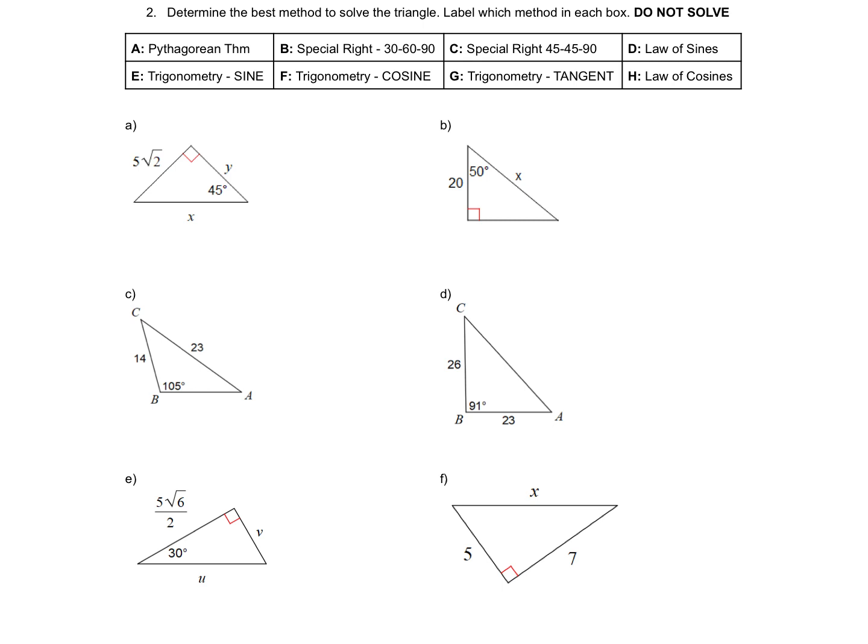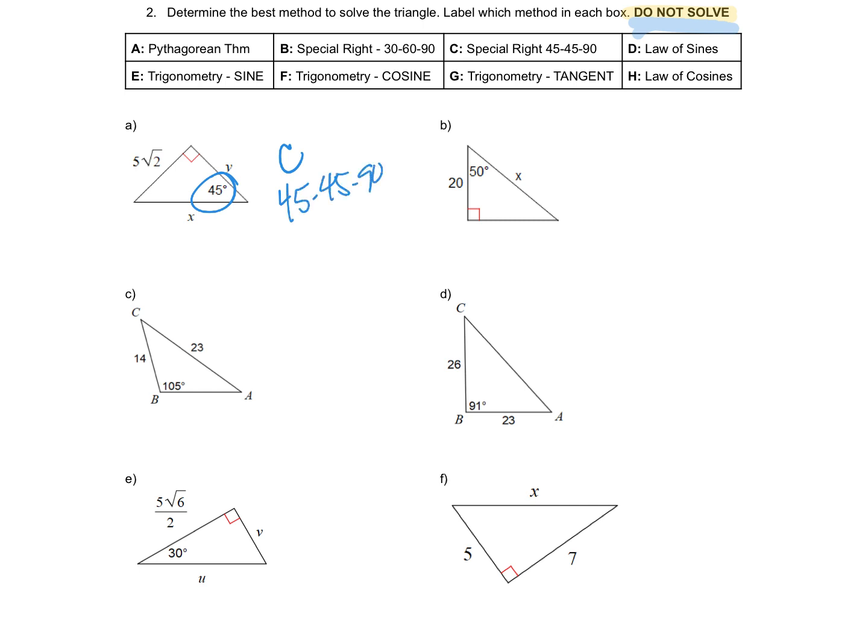All right, the next 6 problems we're just determining how to solve. We are not actually solving. So up here at the top, we talked about this in class. Do not solve. Just decide how to solve. So the first one is 45, 45, 90, because it's got those 45, 45, 90 angles. So that's C, 45, 45, 90.